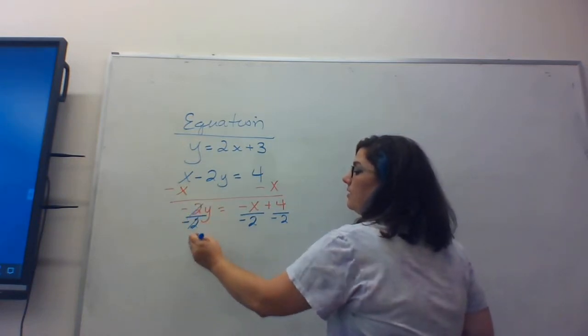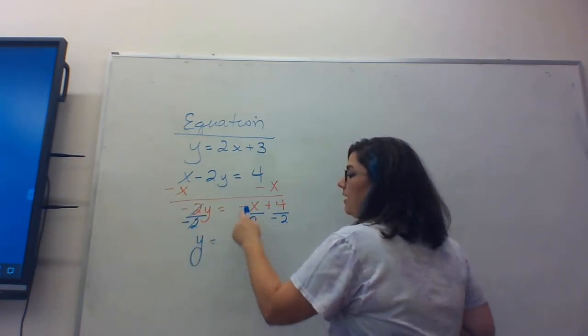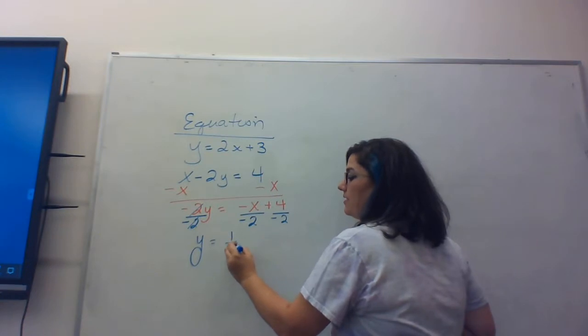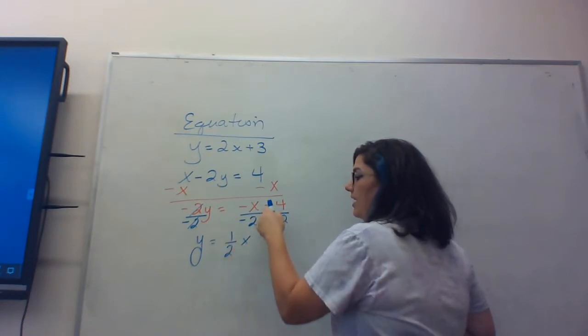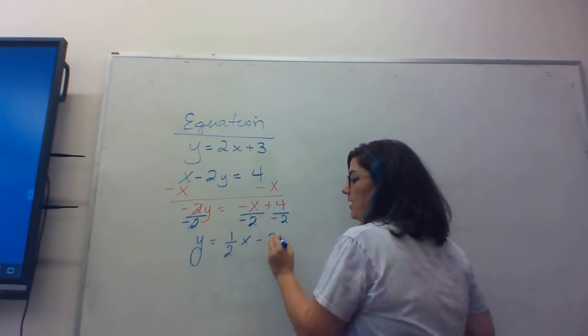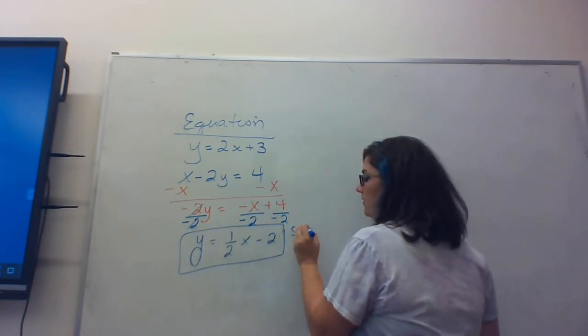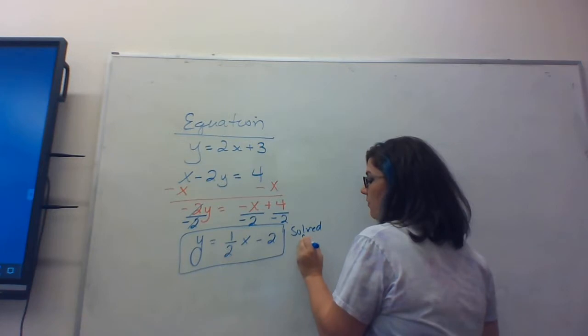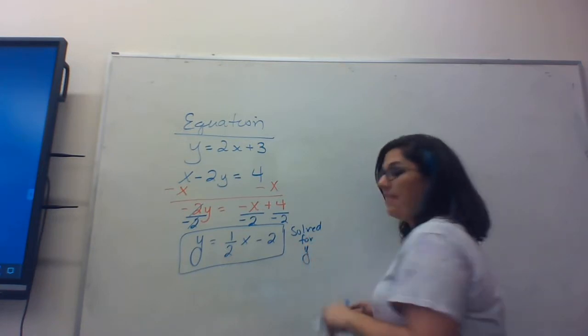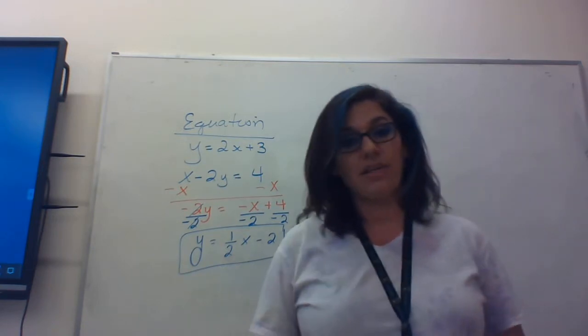Okay, so we get y equals a negative, and a negative will give me positive 1/2 x. A negative and a positive is going to give me -2. This would be solved for y, and that would be done. We would be done. That's as far as we can go.